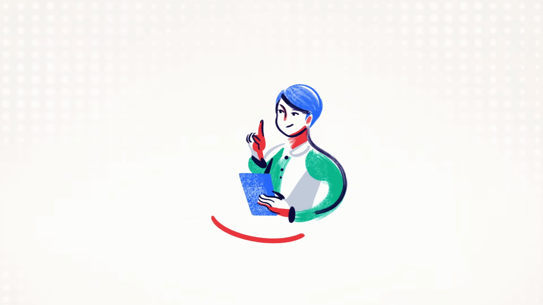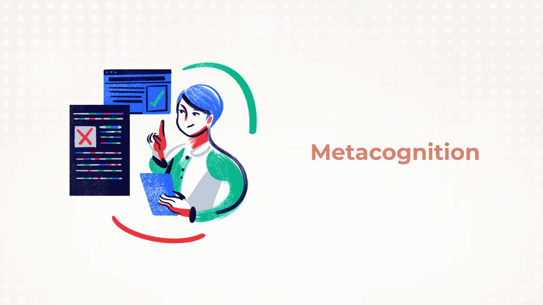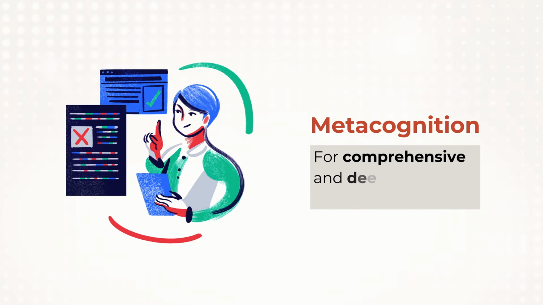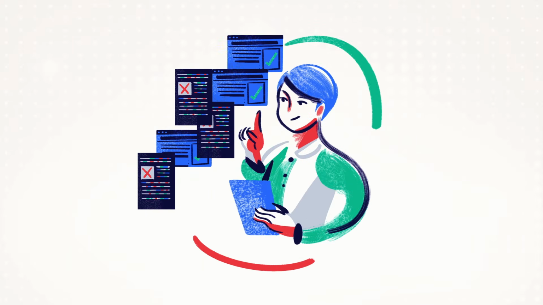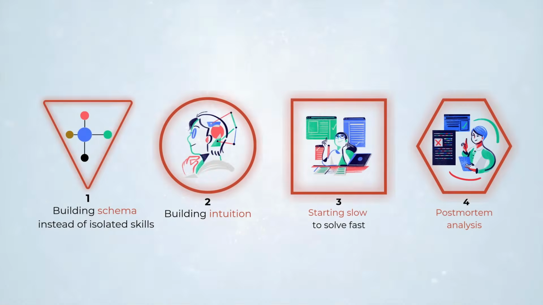This process of thinking about your own thinking is called metacognition, and this is really valuable for comprehensive and deep learning of mathematics. To broaden your thinking, look at how other people approach the same problem. Follow these strategies consistently while practicing math, and observe how your thinking changes over time.